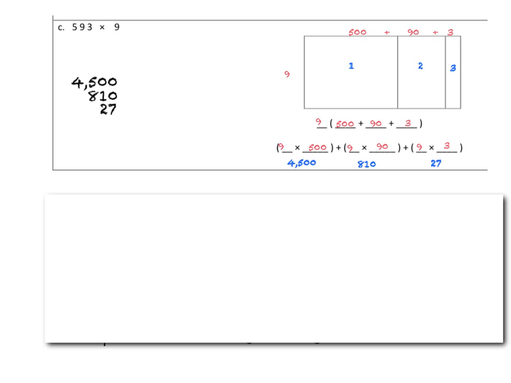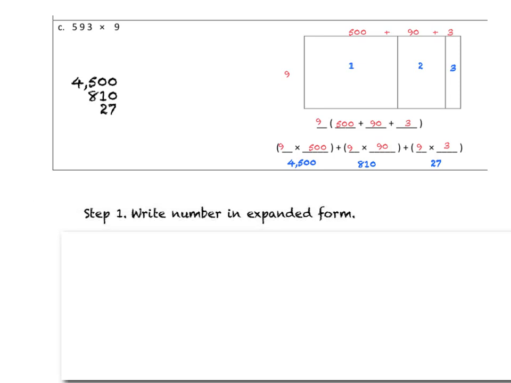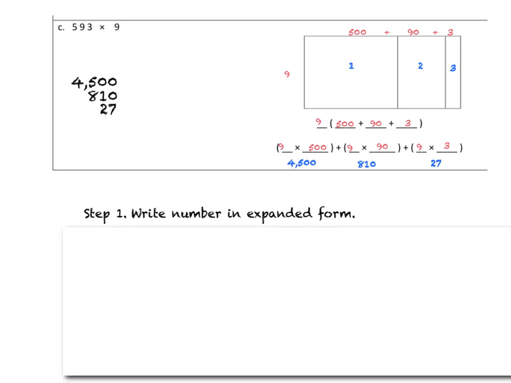Okay, there's a lot to look at on this page. Right now, I just want you to take a second and look at all of the numbers that I have up and compare them to the numbers that you have. And then I'm going to explain to you. All right, the first thing I did was write my numbers in expanded form. I took the number 593 and expanded it to 500 plus 90 plus 3. That's where I did that right there.